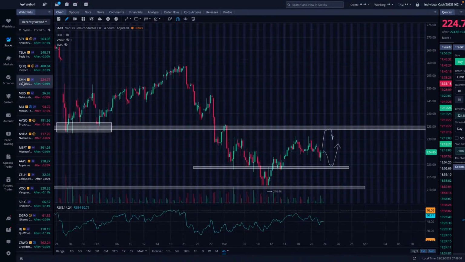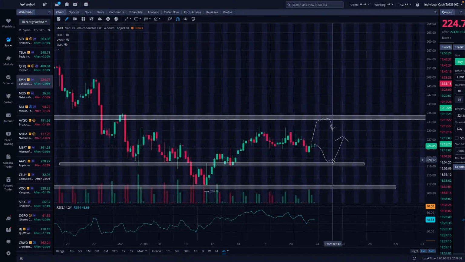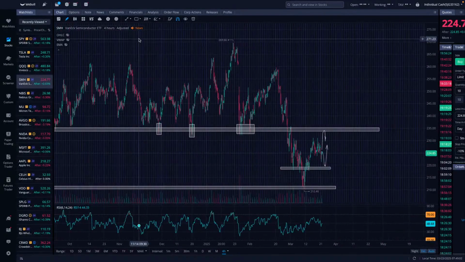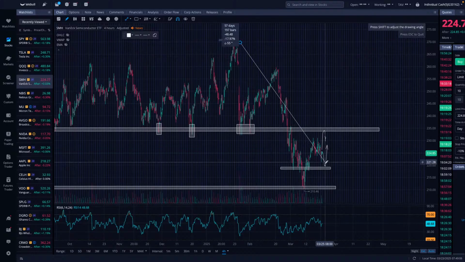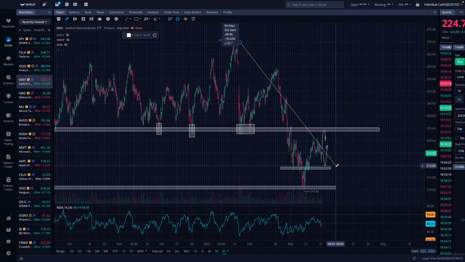Looking at SMH, the semiconductor ETF, this is good to look at. I think you really need to just be cautious here. And we are looking for this move as well. Just looking back, look at SMH, has done nothing but sell off from about January 27th all the way down to $210 a share, 21% pullback for the semiconductors.